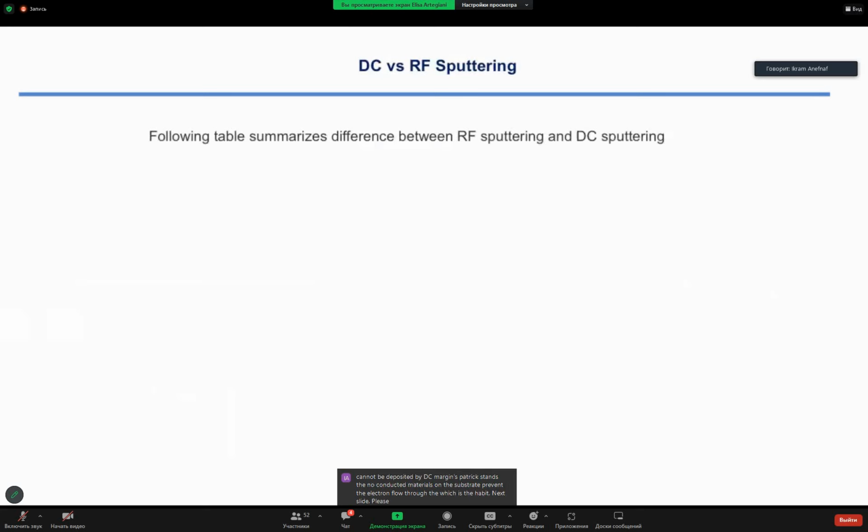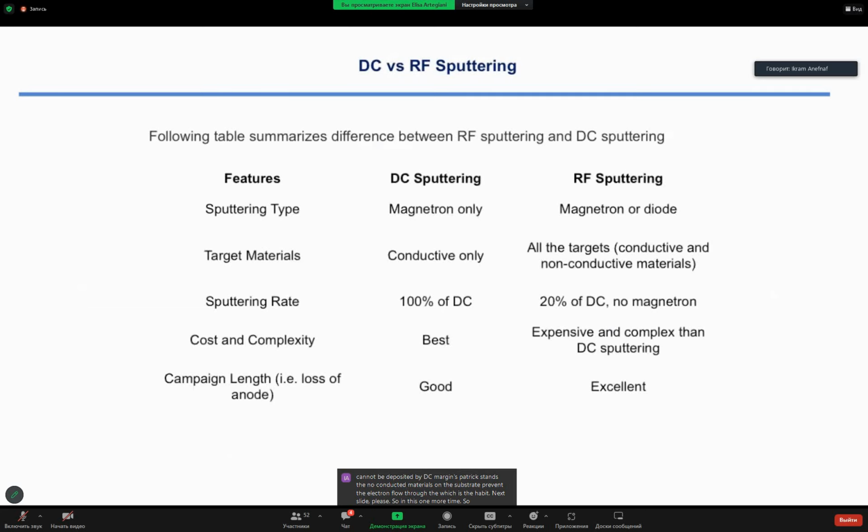Next slide, please. So this slide shows a summary of the difference between RF and DC magnetron sputtering. This is a short comparison. If we compare DC with RF sputtering from the point of view of cost and complexity, we find the best is DC magnetron sputtering, while RF is more expensive and complex than DC sputtering.